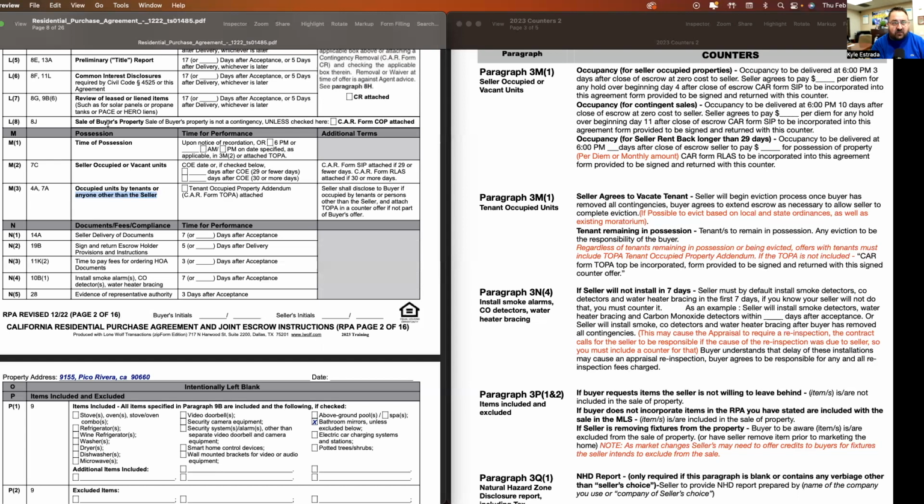Okay, so that's the counter if you're allowed to vacate. Seller will begin the eviction process once buyer has removed all contingencies. Buyer agrees to extend escrow as necessary to allow seller to complete eviction. Very straightforward, plain and simple. Again, we're still in a seller's market. The seller, you as seller, are still the one that should be dictating the terms of this transaction.